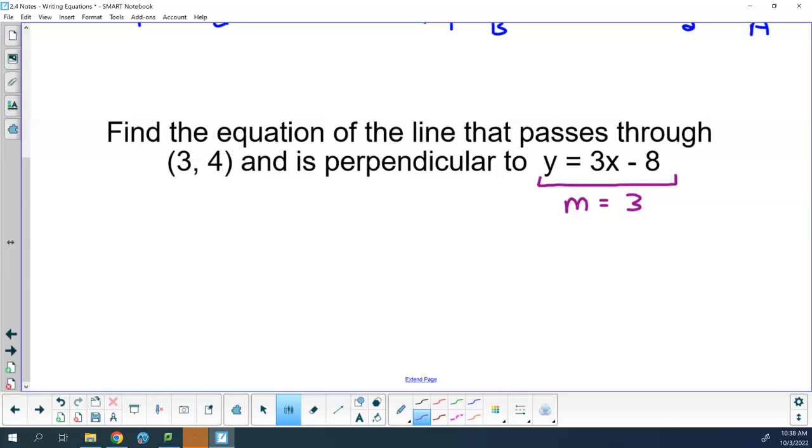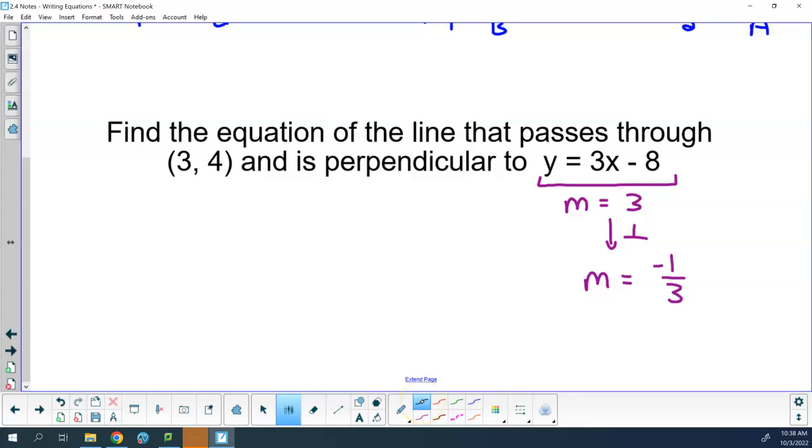What would the perpendicular slope then become? Negative 1/3. We all in agreement? 3 is 3 over 1. So the opposite part makes it negative. Reciprocating makes it negative 1/3. So the slope that I'm going to use going forward now is negative 1/3.